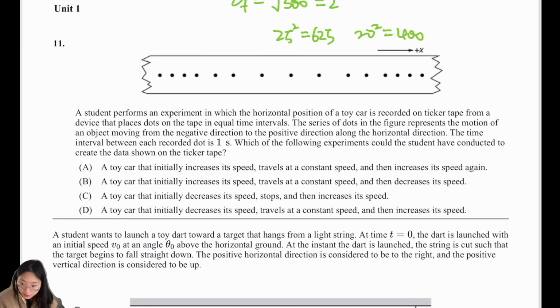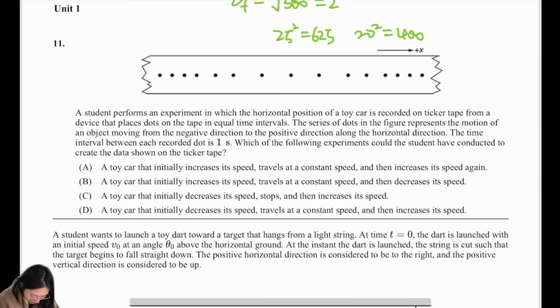Question number 11. A student performs an experiment in which the horizontal position of a toy car is recorded on ticket tape from a device that places dots on the tape at equal time intervals. So consecutive dots represent the same time interval. The farther the dots are from each other, the greater the speed, and when the dots are closer to each other, the speed is smaller.